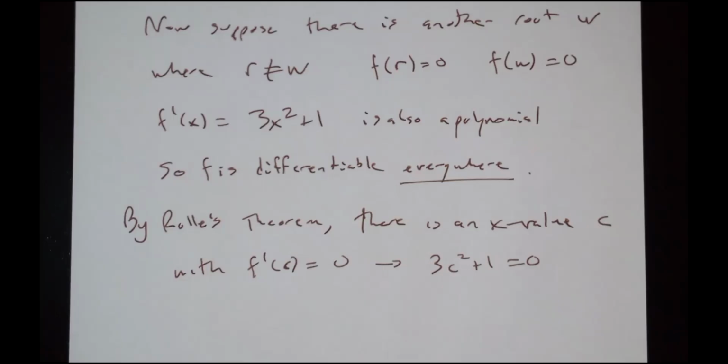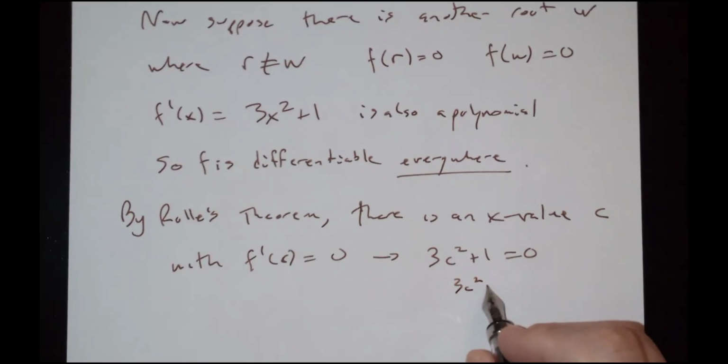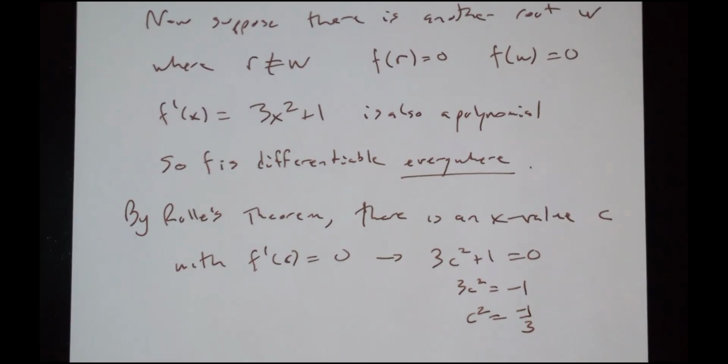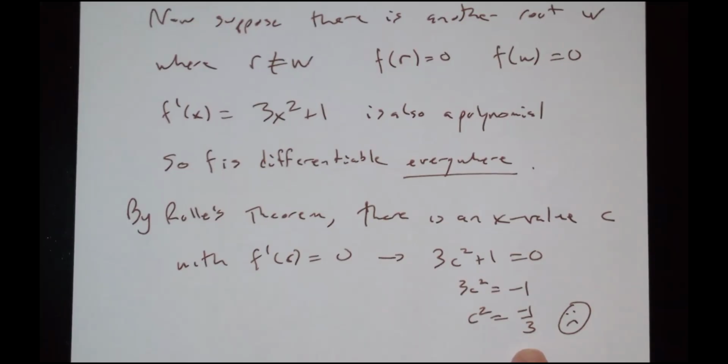Uh-oh. Can you have something squared be negative? Okay. You just told me if there's a second root, then there's a place where the tangent line is horizontal. The place where the tangent line is horizontal is the square root of a negative number. This is never going to happen in real numbers.